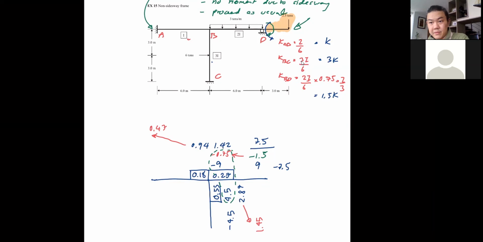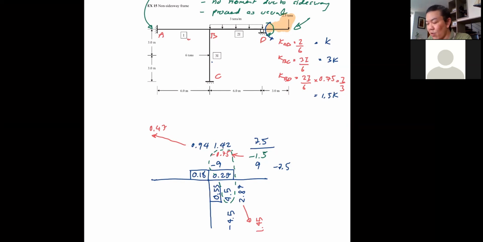I don't want to go through deep details about this one because it's just like before. The focus today should be on the sideway subject. All right. So this is just to show that if the frame does not sway, you can go ahead and use moment distribution to solve the structure.